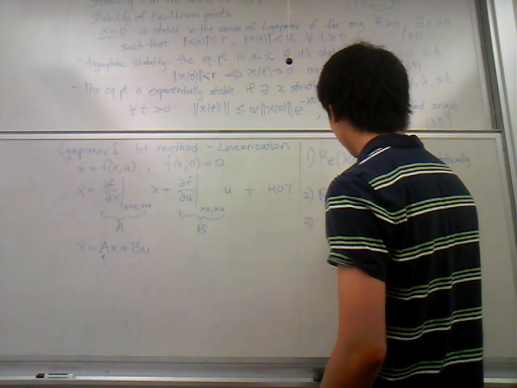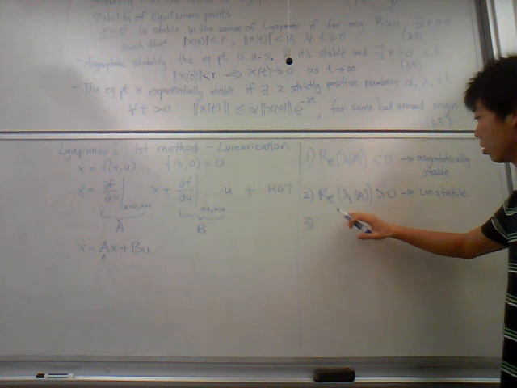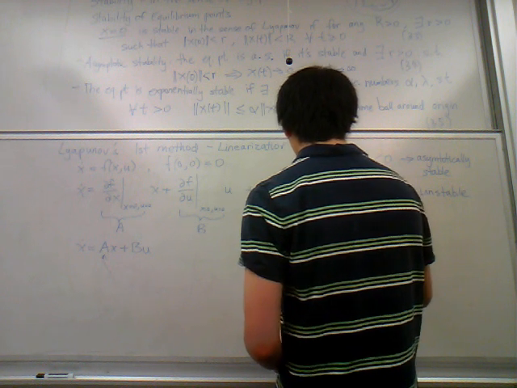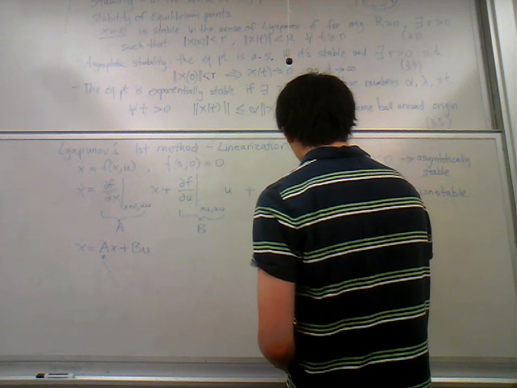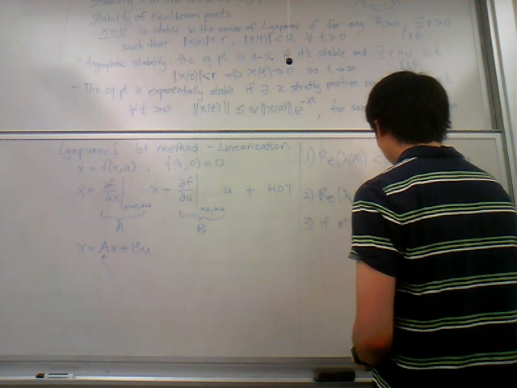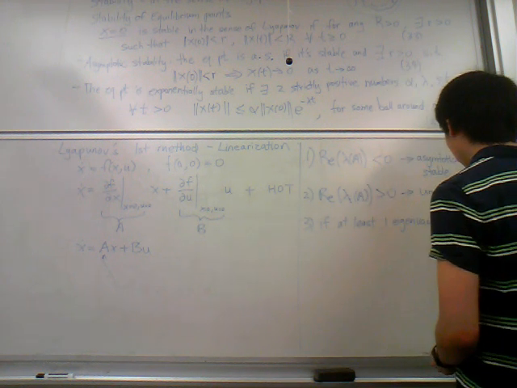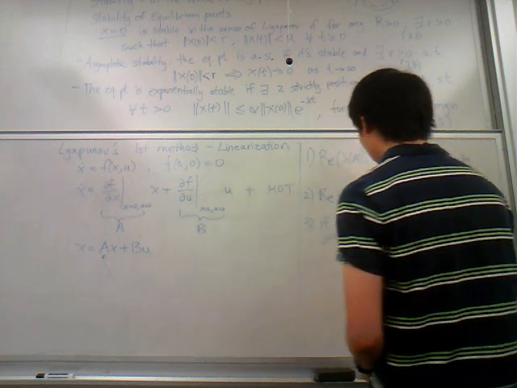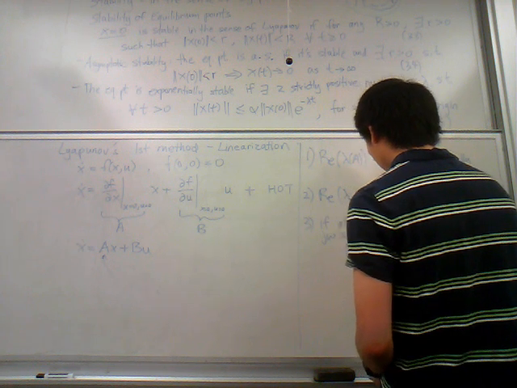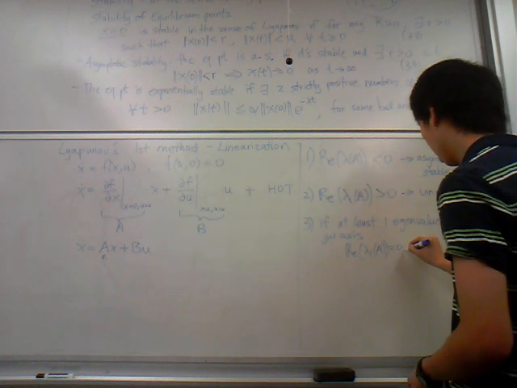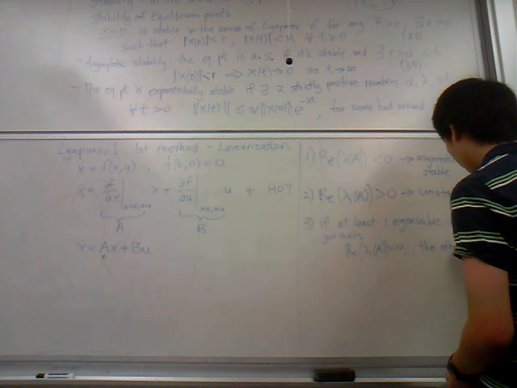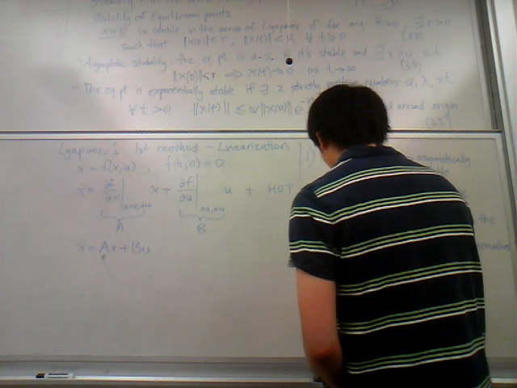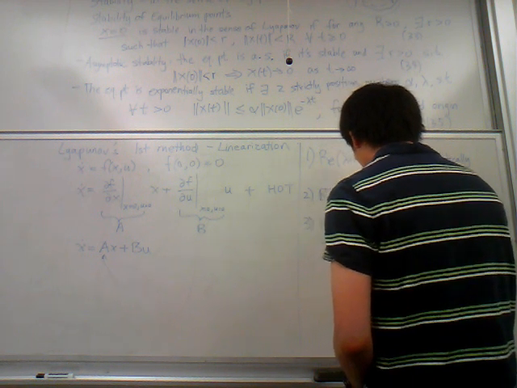Now, if most of the eigenvalues of A are on the left half plane, and we have at least one eigenvalue on the j omega axis, so that means the real part of that eigenvalue is 0, and the other eigenvalues are on the left half plane.